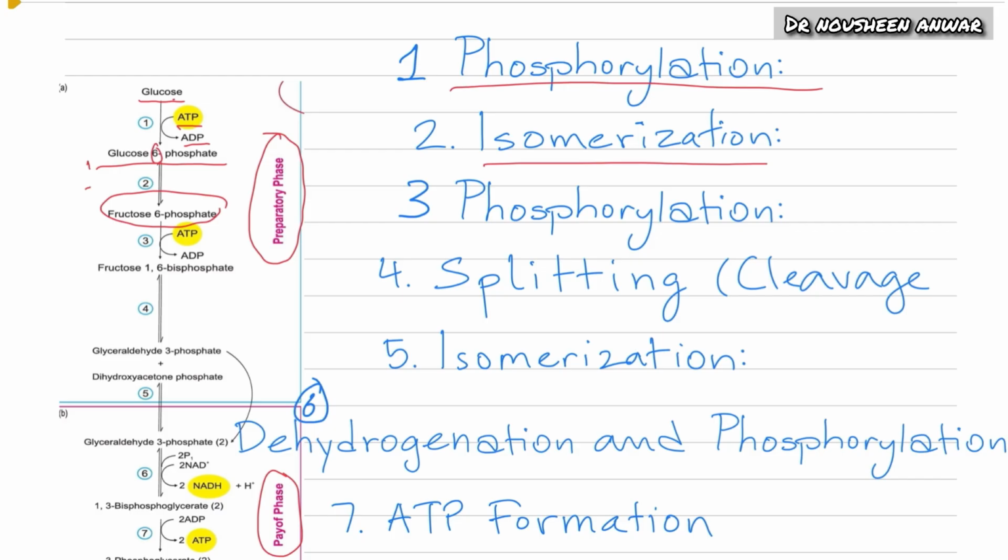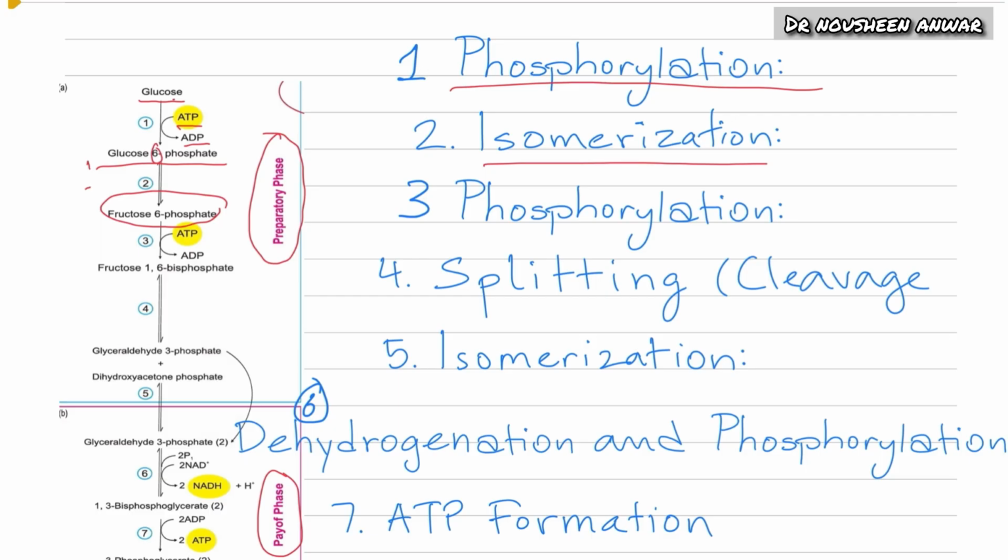So this is called fructose 6-phosphate. This process is called isomerization. Isomerization means there is a change of one molecule into another molecule with the same formula, right? Okay, this is the second step. What is the third step?